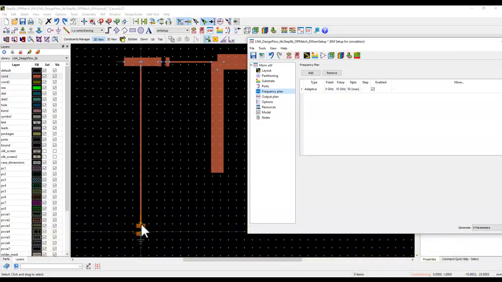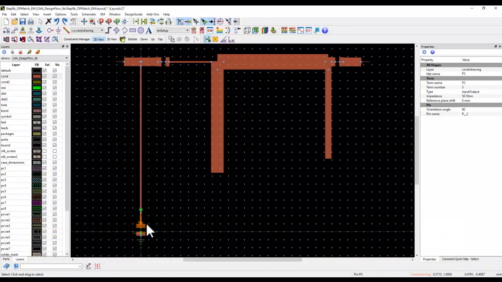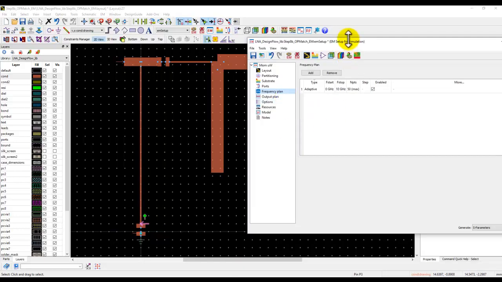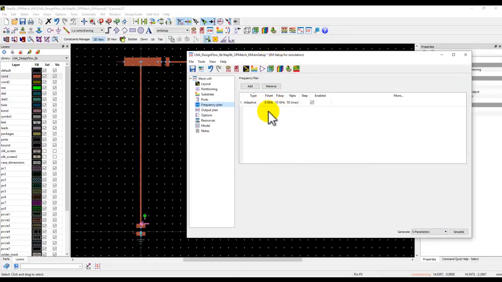Now, another practical tip to remember: take a look at this layout which you're trying to simulate. And using this line, using this port here, you are going to feed a DC to the FET, both at the input as well as the output side, right? So when you run an EM simulation, the EM data should start from 0 gigahertz because that's your DC point.